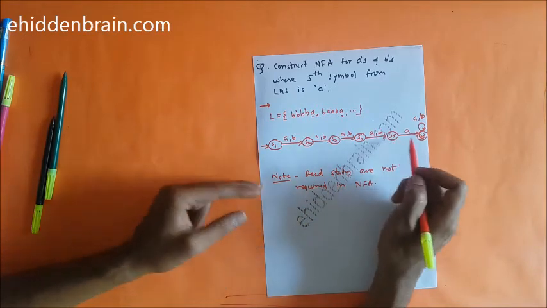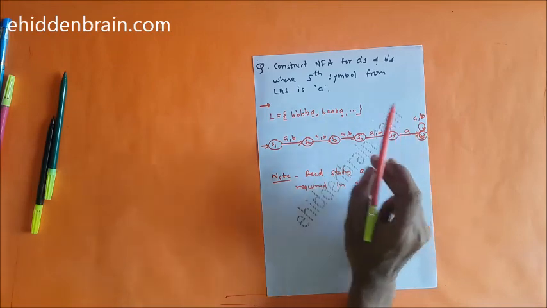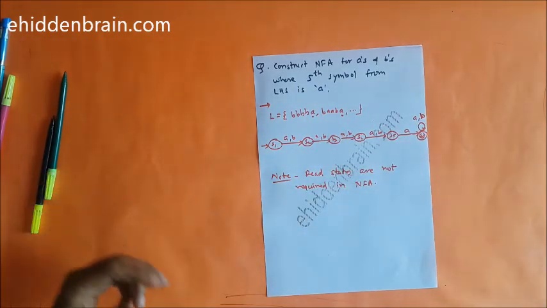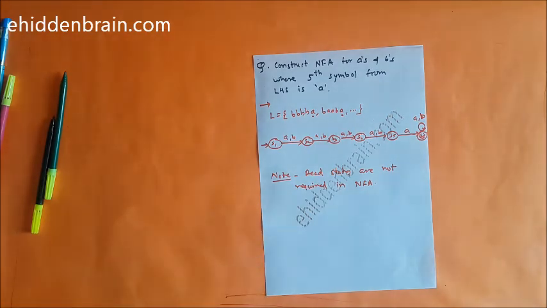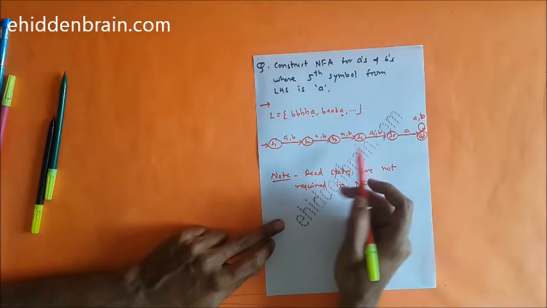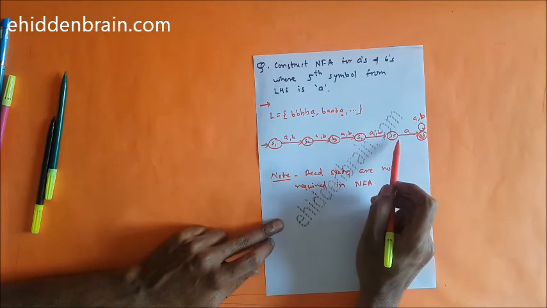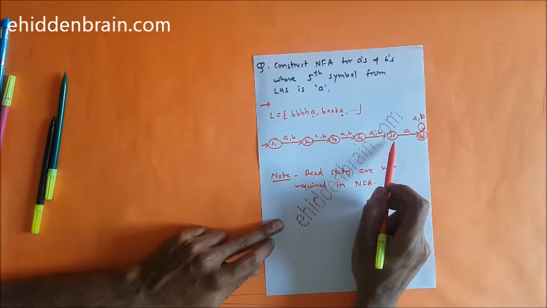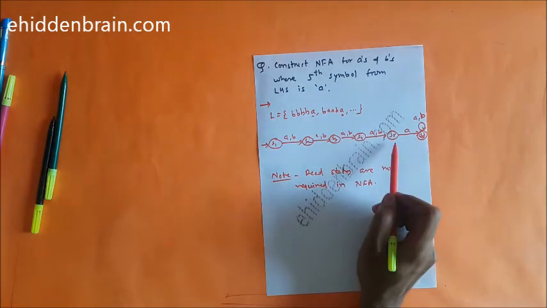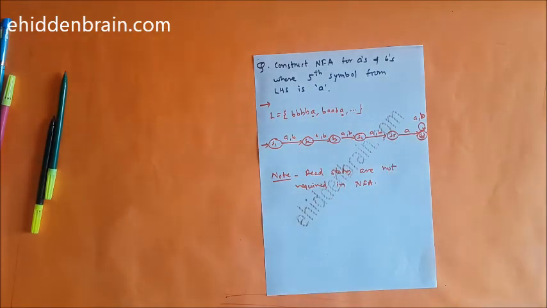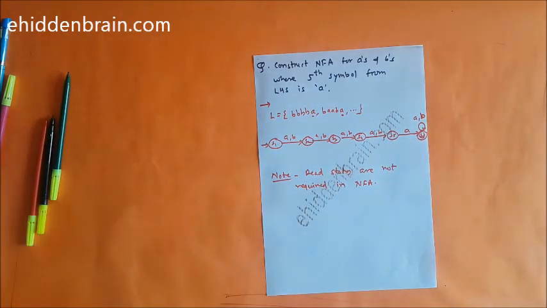I'm not worried about B. Whether B comes or not doesn't matter. I am not deterministic in nature. It can say something like this. So I hope this is the final answer for this. But in case of DFA, let's say if you want to draw this as a DFA, you have to have a dead state. So in case of DFA, the dead state is compulsory. I hope you understood this.